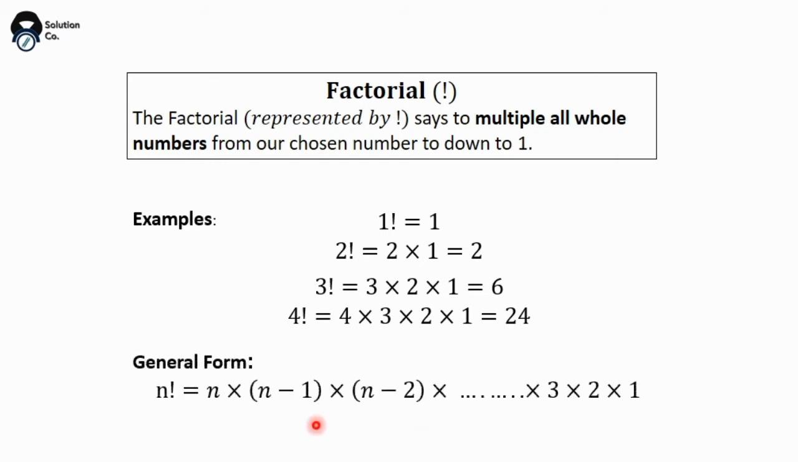In general form, we write n factorial is equal to n multiply n minus 1, that is, we subtract 1 from the term n, then again subtract 1 from this term, we get n minus 2. We multiply all the terms down to 1.